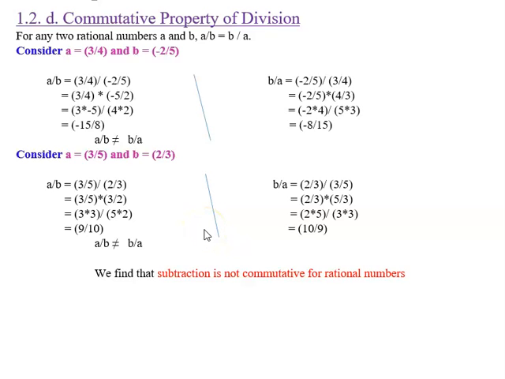Next is the last commutative property of rational numbers, that is commutative property of division. So for any two rational numbers a and b, we have to check a by b is equal to b by a or not. So we'll consider a as 3 by 4 and b as negative 2 by 5 and we'll check the commutative property of division. So first we'll take a by b. So that is 3 by 4 divided by minus 2 by 5.